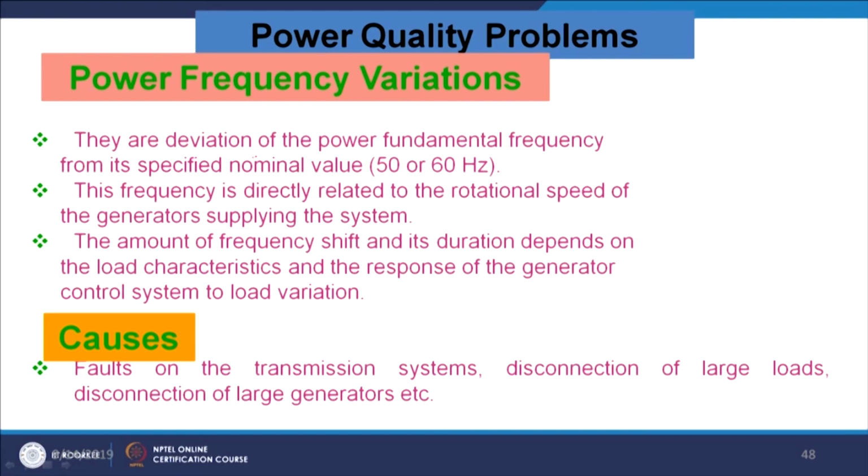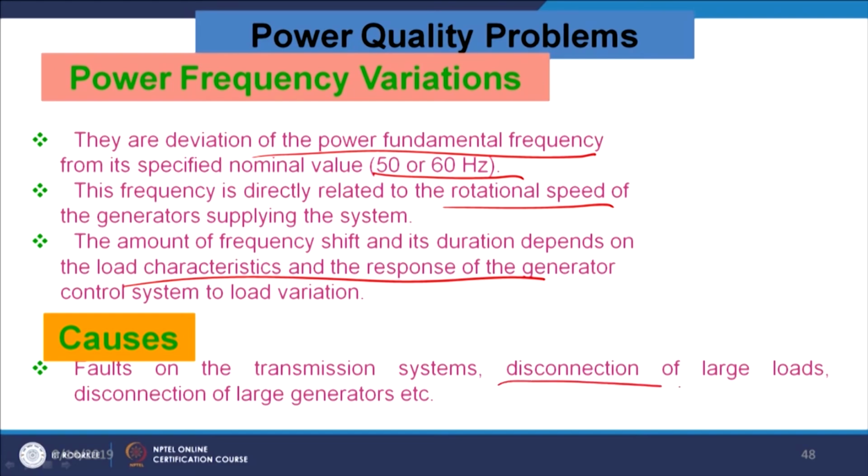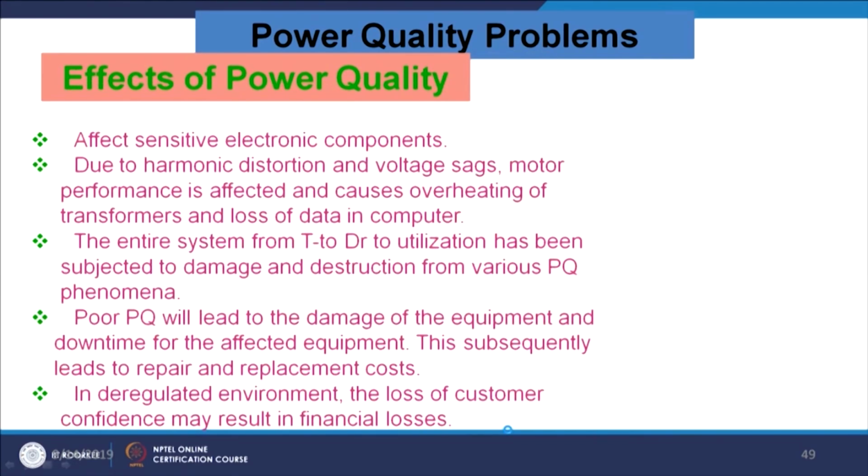And so, what happens due to these harmonics? There are deviations of the power frequency from its specified nominal value of 50 hertz or 60 hertz. This frequency is directly related to the rotational speed of the generator and the supply system. The amount of the frequency shift and its duration depends on the load characteristics of the generator control system. Due to that, faults in the transmission system, disconnection of a large load, and disconnection of the generator can cause blackouts.